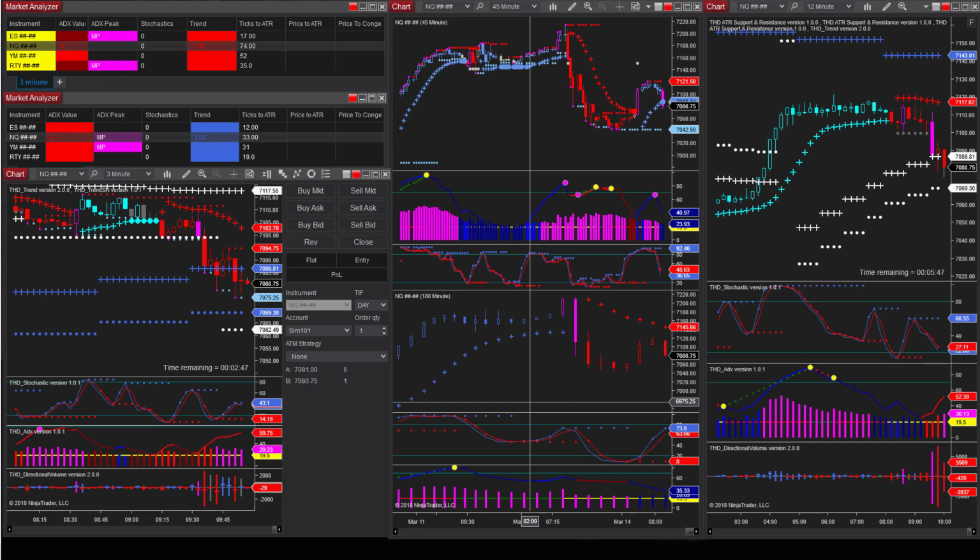And you are not getting hidden divergence on the Aussie because it just took out the last low.